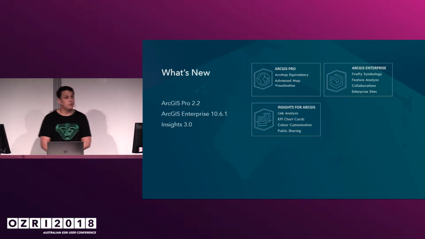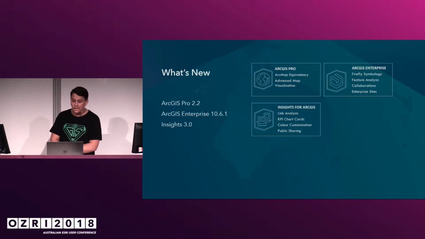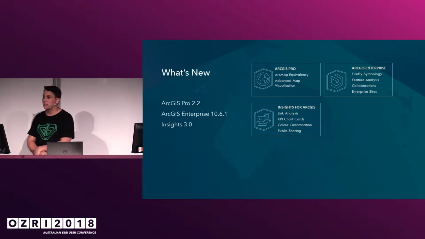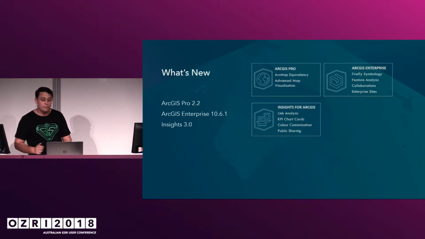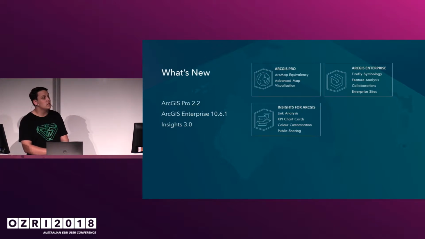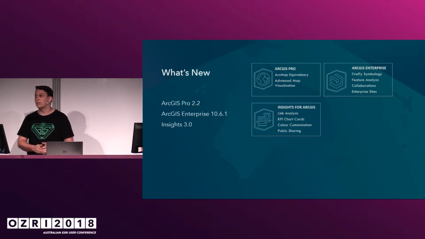Insights for ArcGIS 3.0 is out, and wow, what a difference. 3.0 came out in September and brought with it the ability to customize our workbooks with different colors. Finally, we have the ability to share our workbooks or individual pages with the public as well. We can also now use a brand new suite of charts, including the KPI trackers and link analysis. All of this at the click of a button, or if you've seen Insights, the drag of a field.